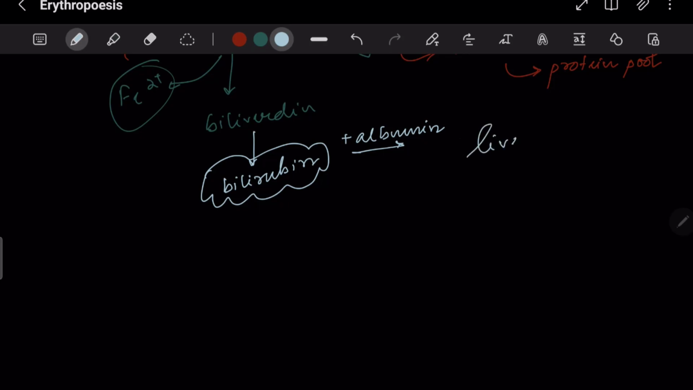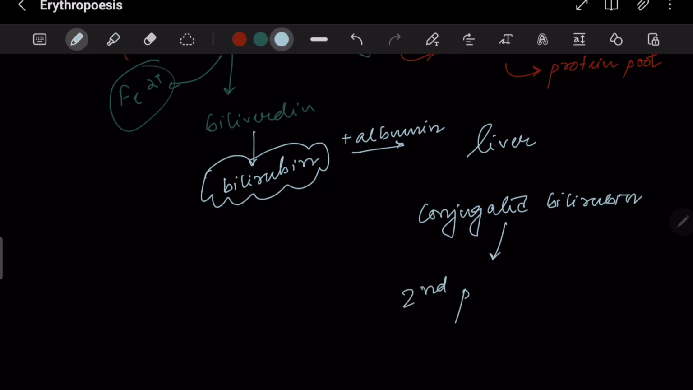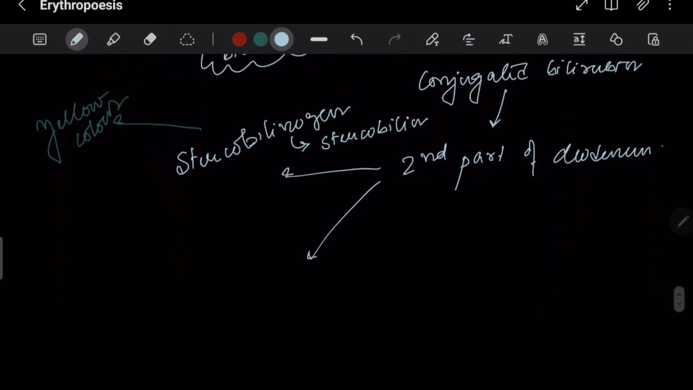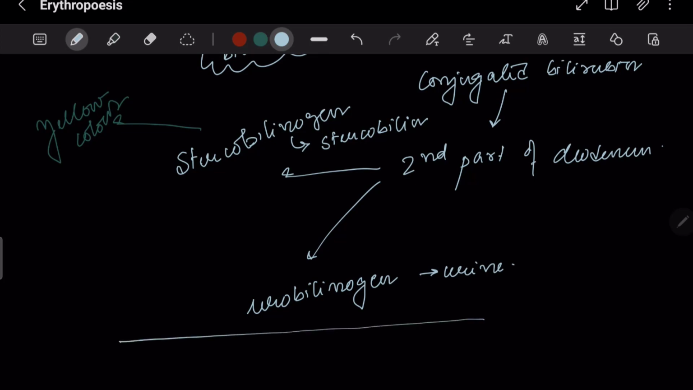This is sent to the liver. In the liver, conjugated bilirubin is formed, which is then sent to the second part of the duodenum, where some part is converted to stercobilinogen, which is then oxidized to form stercobilin and is excreted in the stools. This actually gives the yellow color of the stools. Now some of it is also excreted as urobilinogen through the urine. So this is all about the metabolism of hemoglobin.